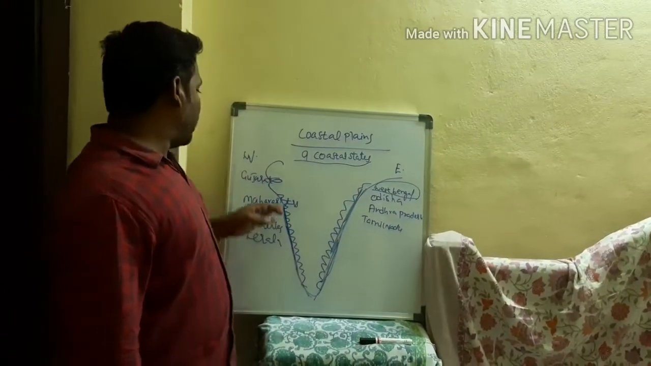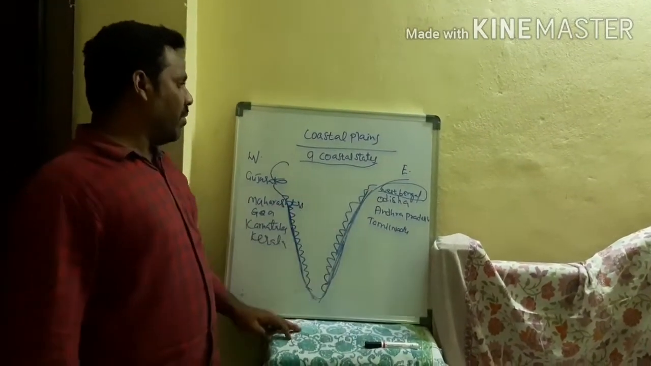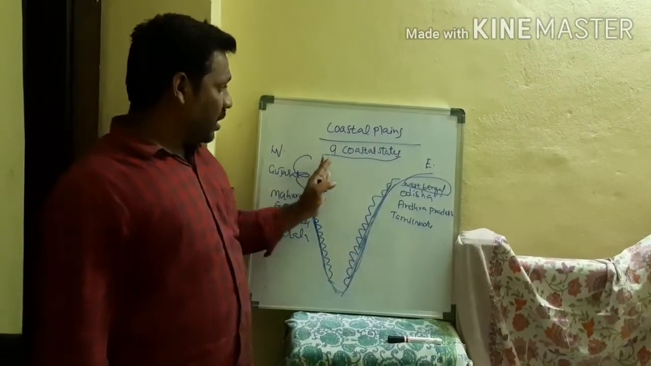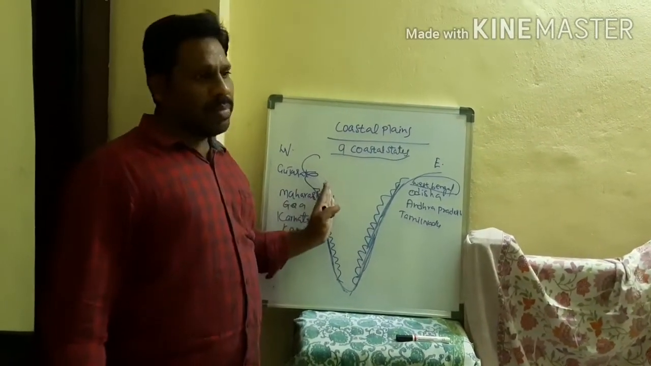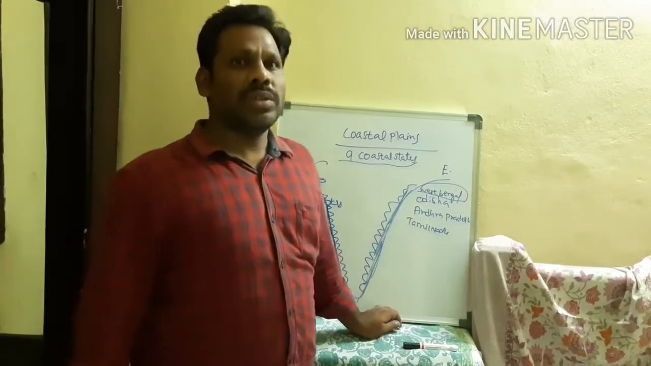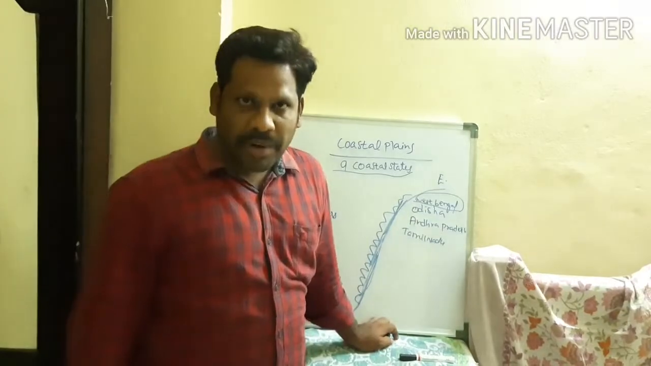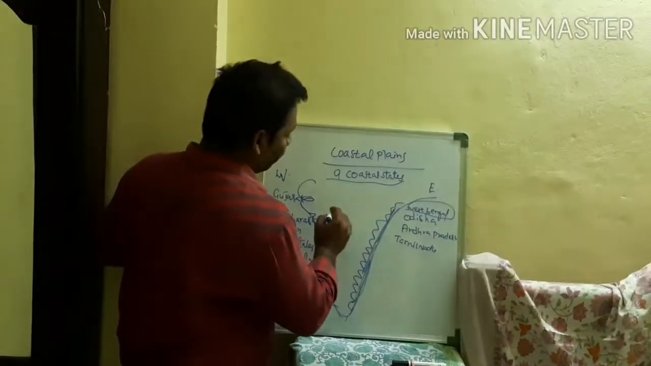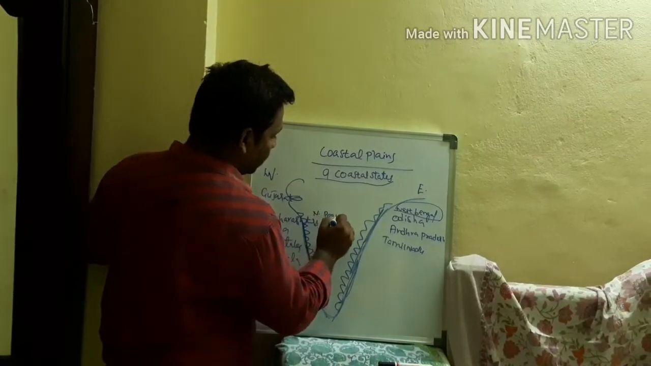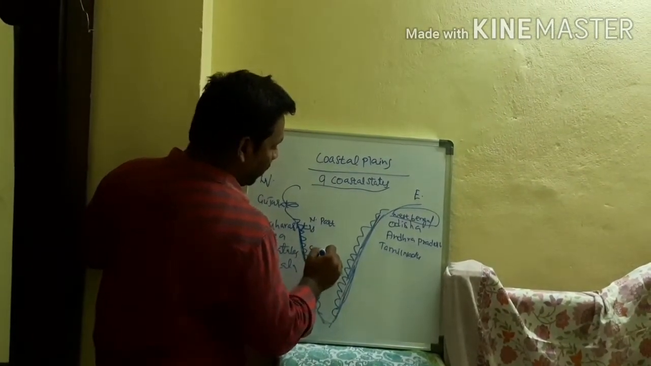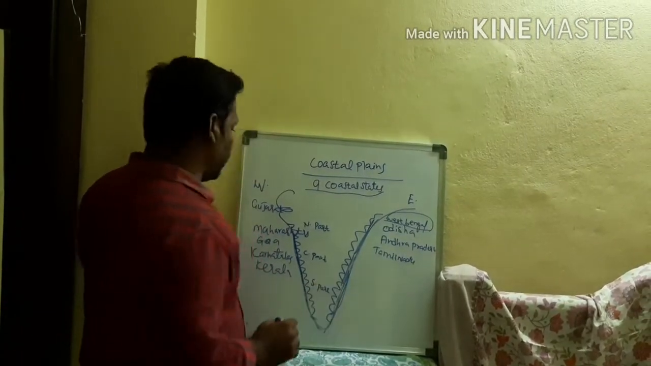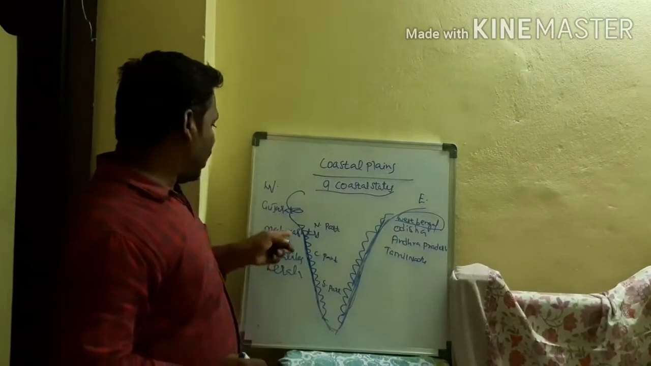We have to remember about the four here, and here we can find four. Now we will discuss one by one. The western coastal plain is divided into three parts: the north part, central part, and south part. What will come under the north part?